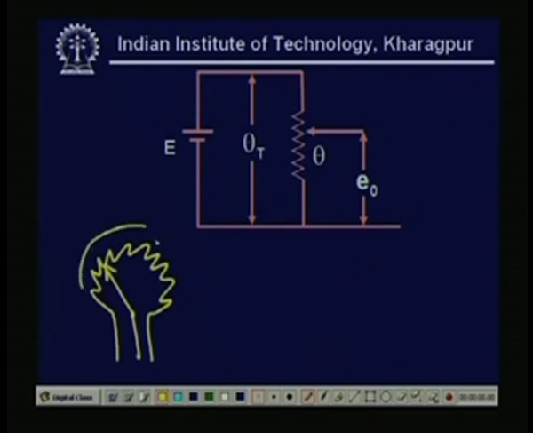You see here the total rotation is theta t, and I can have any position theta. I am giving the battery voltage here, so this is my supply E, and I can measure the voltage between this point and this point. That will be my output voltage E naught. So, this gives the schematic view of a potentiometer.